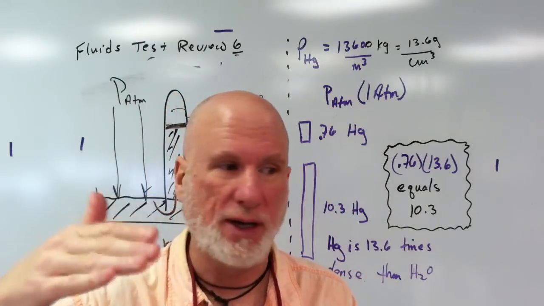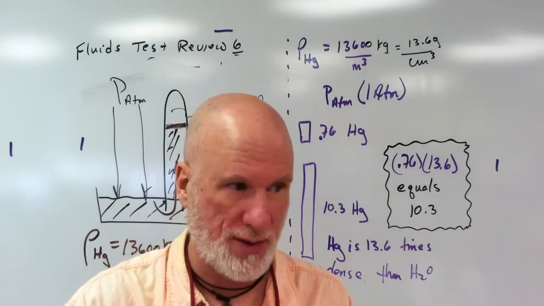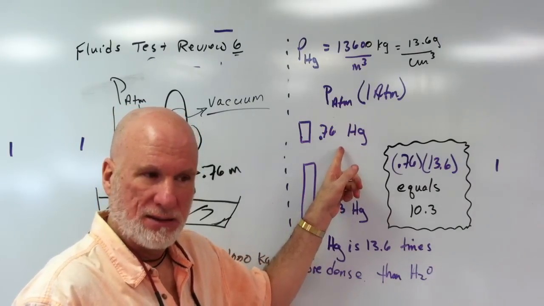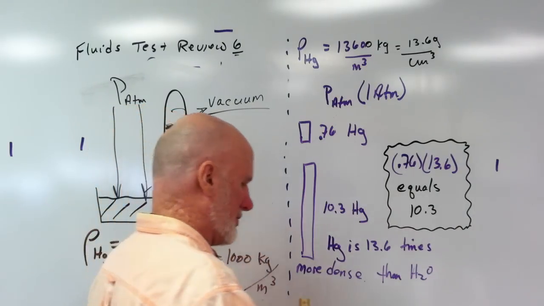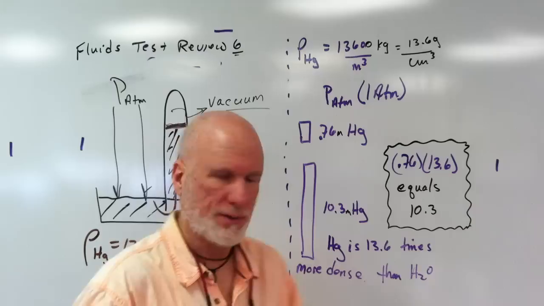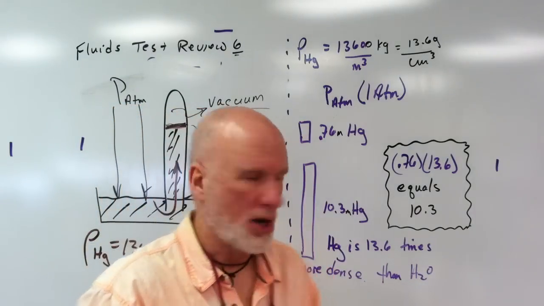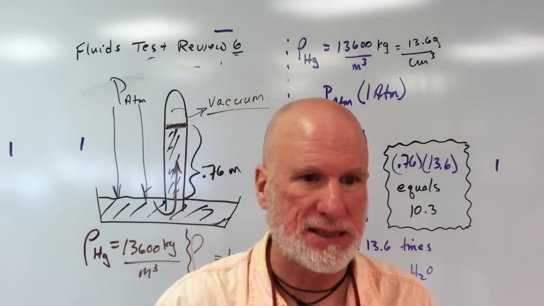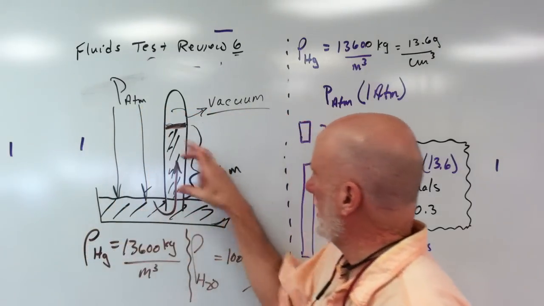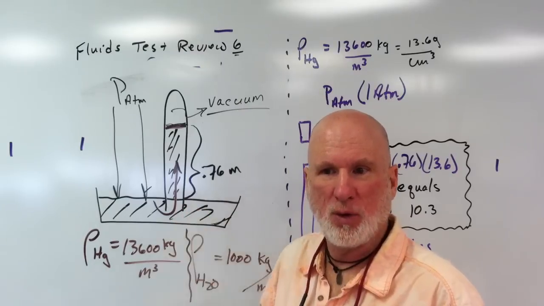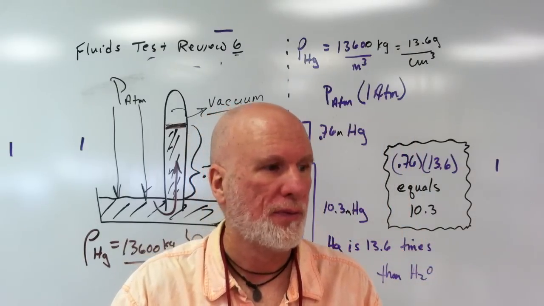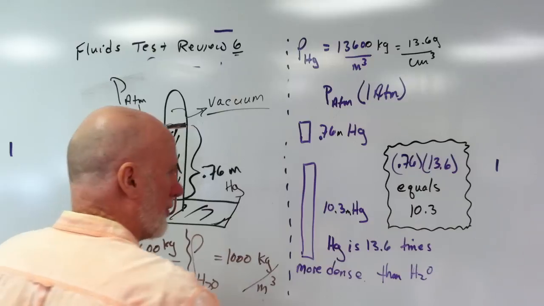So, mercury is 13.6 times denser than water, correct? And if it were 0.76 meters, that's what that height is. So 0.76 times 13.6 is 10.3 meters. So the column of mercury is 0.76. If it were water, it would be 10.3. You get it?